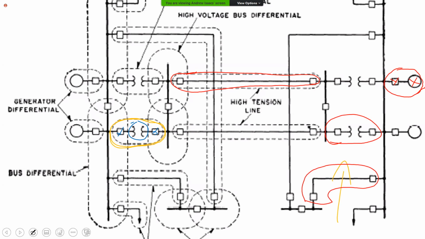Anybody who is not clear on what I'm doing? I get the picture, sir.